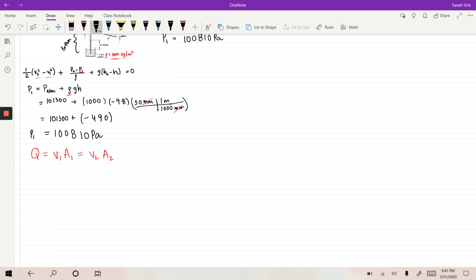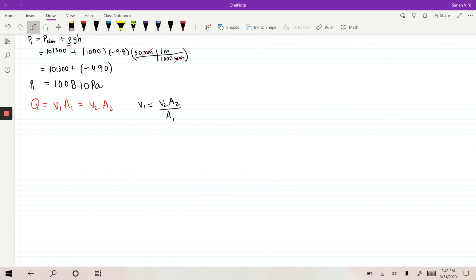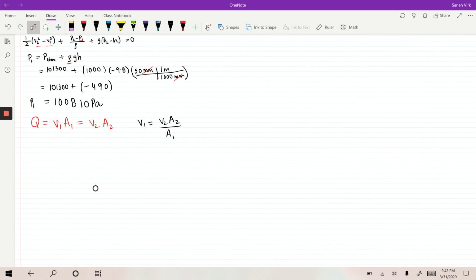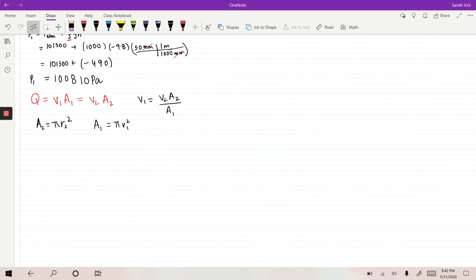So from this equation, we can say that V1 equals V2 A2 over A1. In order to find areas, since this is a tube, the formula for area is going to be A2 equals pi R2 squared, and A1 equals pi R1 squared. Now, let's see what our R's are.